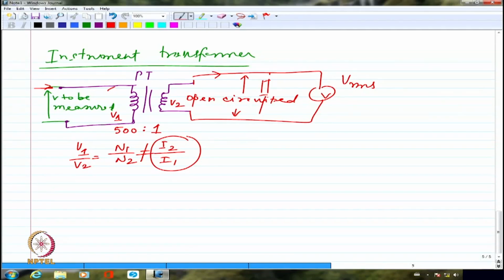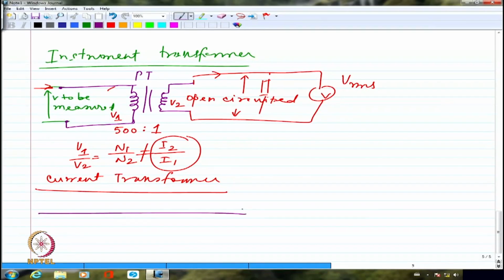The current transformer is being used for measurement of high currents. So let us say I am having a conductor through which maybe 10 kiloamperes of current is flowing, and I want to measure this current. It can be a variable current. The maximum is probably 10 kiloampere. Minimum can be as low as 100 ampere, let us say.